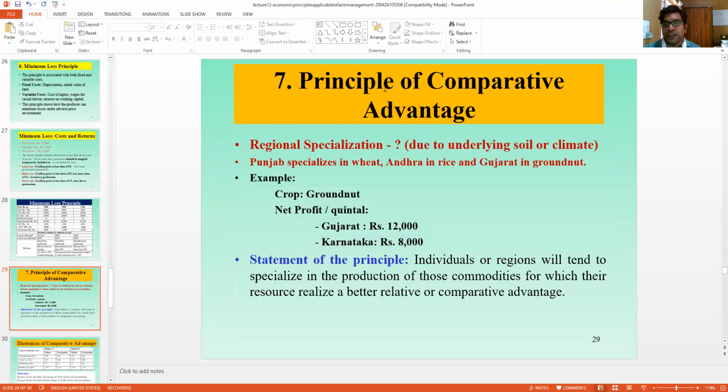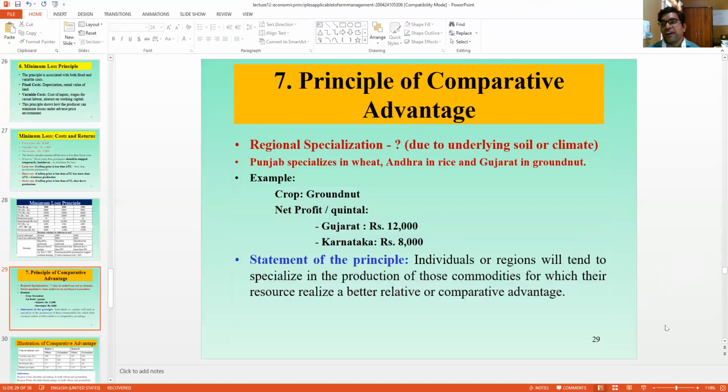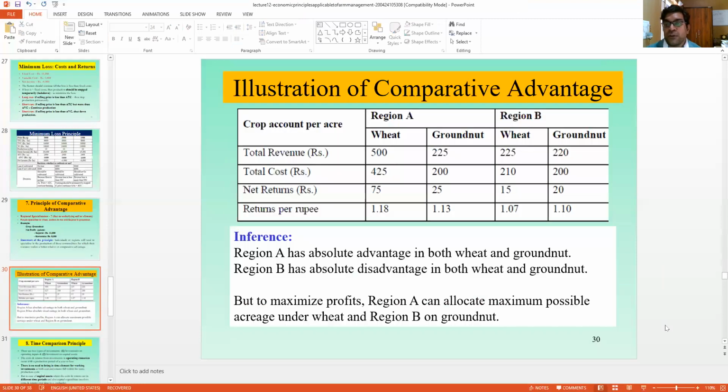So the principle says that individuals or regions will tend to specialize in the production of those commodities for which they have a relatively better comparative advantage. Okay. Now here we can see we have region A and region B, and we have taken two crops, wheat and groundnut, right? Now you see total revenue: in region A, it is 500 rupees for wheat, and total revenue or returns for groundnut in region A is 225.